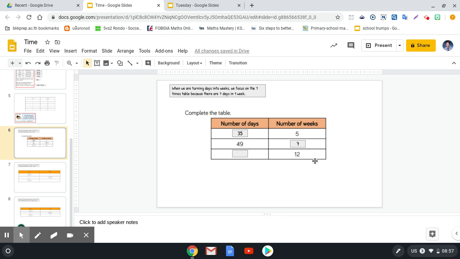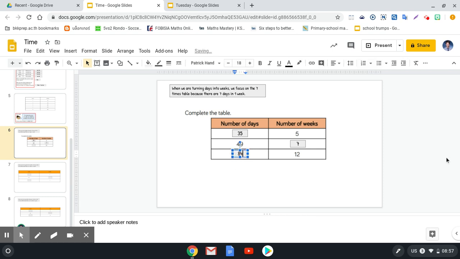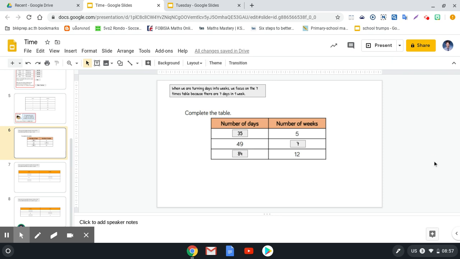Right, now I'm given the number of weeks, 12, and I have to work out how many days. So again, I can use my 7 times table and go 7 times 12 is 84. So in 12 weeks, there are 84 days.